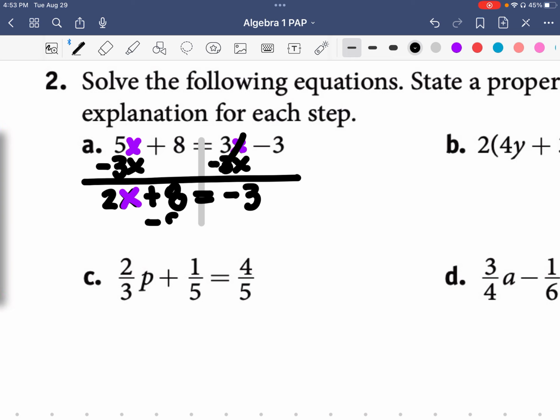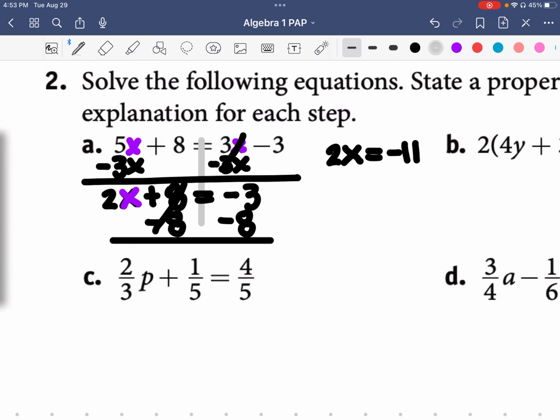Remember, you're going to go ahead and get rid of your add or subtract first. I'm going to go ahead and move my answer up here. -3 and -8 would give me -11. And to get rid of the 2 because it's right in front of the x, I'm going to go ahead and divide.